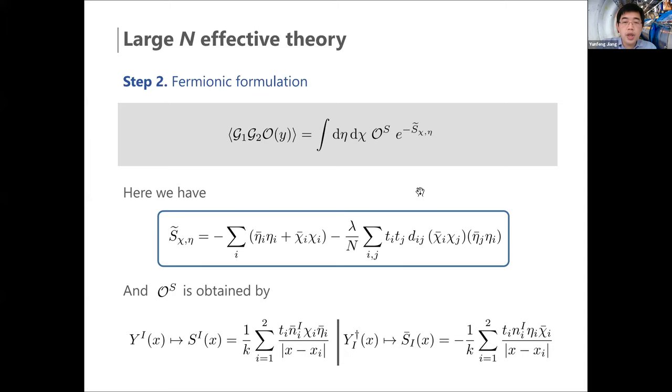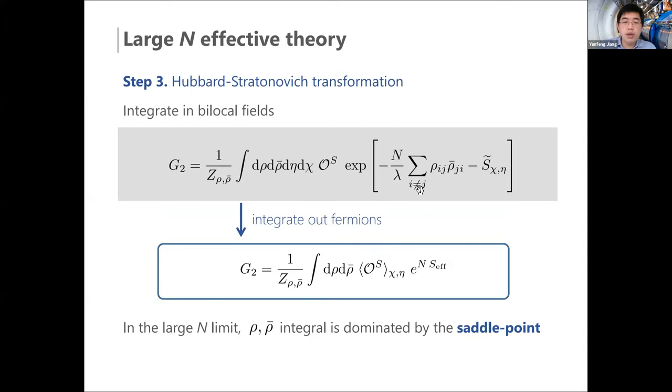Now, since we have fermions, it's a good idea to do the Hubbard-Stratonovich transformation. So this is the third step. Namely, we integrate in some bilocal fields, which I call rho and rho bar. So then I integrate in this rho and rho bar, and I can integrate out again the fermions to obtain some field theory that depends on rho and rho bar. These are some useful tricks you use a lot in other contexts also.